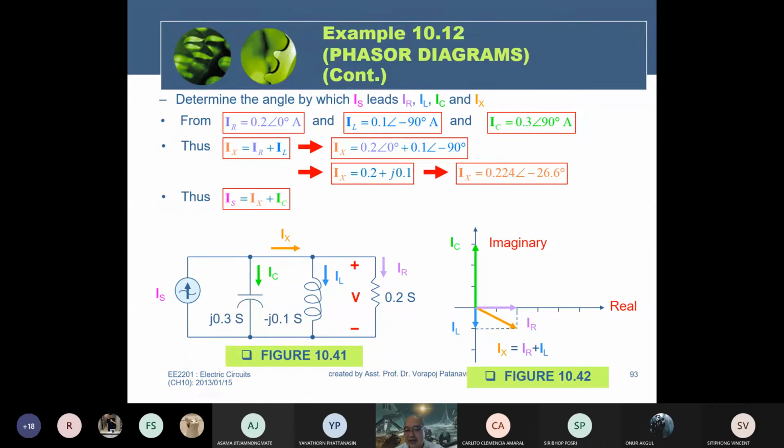Next one, IS. IS equals IX plus IC. You know IX, you know IC. The sum of them will be here. You can calculate the result by plotting the phasor analysis here again.